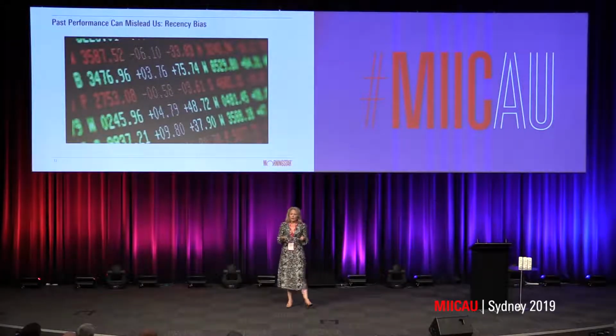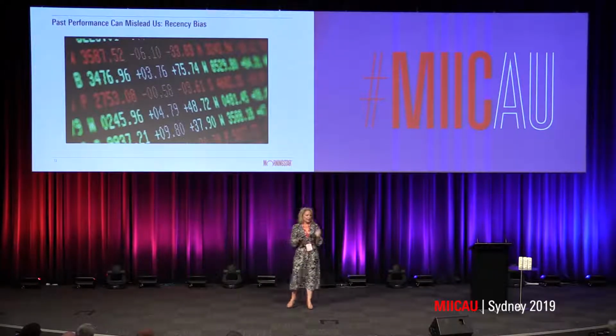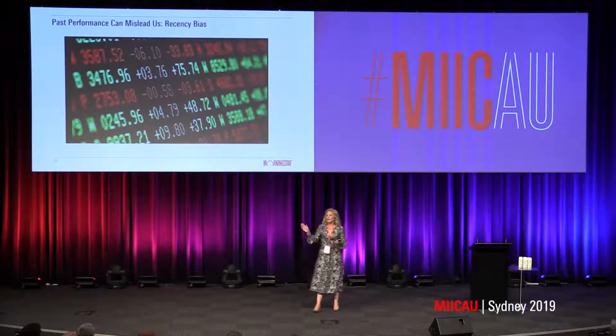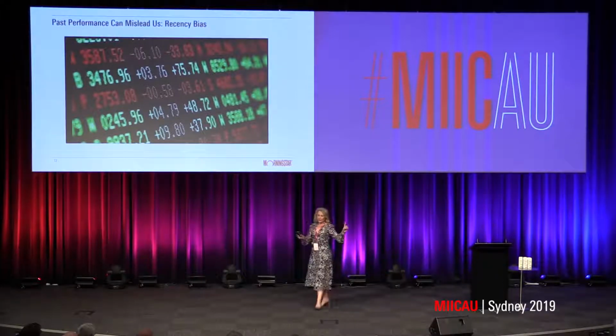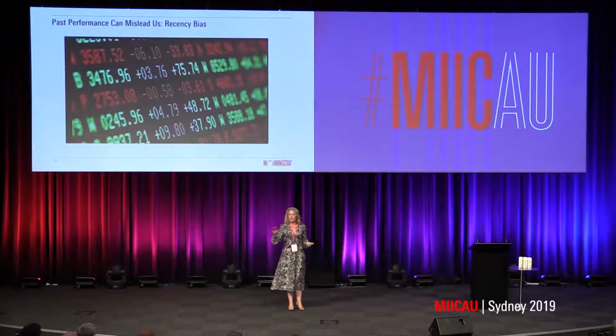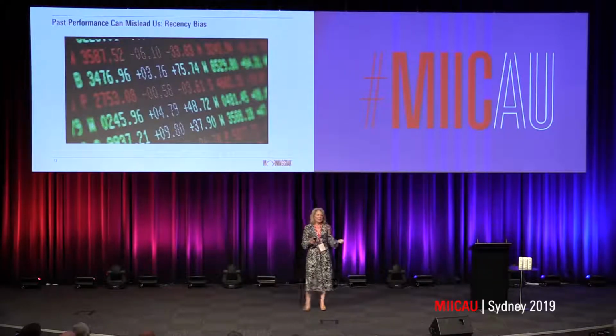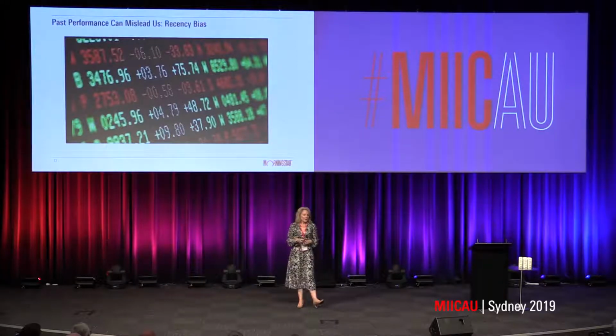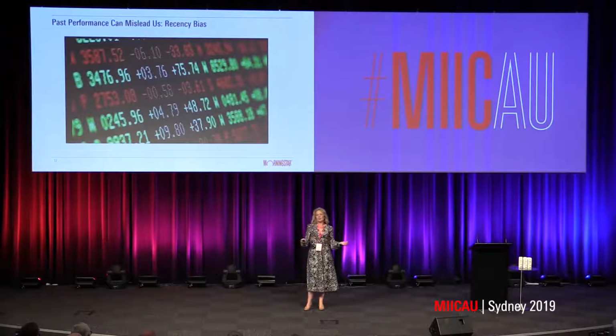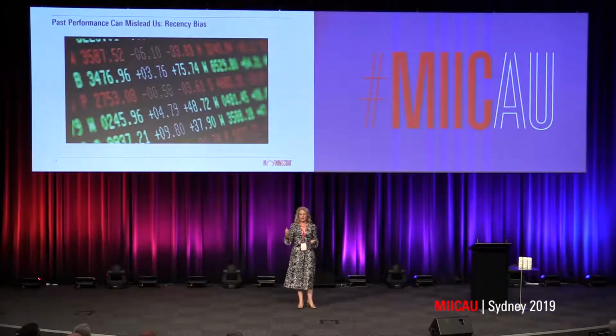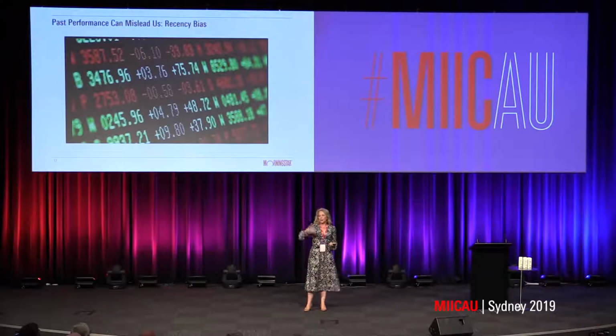So I'm going to run through a few of these now. Past performance can mislead us. How many times have you seen "past performance is not an indication of future performance"? We get that warning all the time. Yet, as humans, we do put weight on it, and so we've got to be really careful with that. This is known as recency bias. We put weight on the most recent information that's given to us, and we basically extrapolate that out and expect it to be the same for the future.